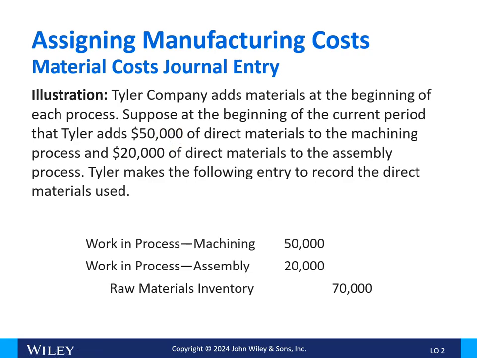Similar to the job cost system we saw, we're going to debit our work in process account, but in this case we're splitting it not between jobs, but between departments. So work in process machining gets the $50,000, work in process assembly is debited $20,000, and a credit of $70,000 to raw materials inventory.